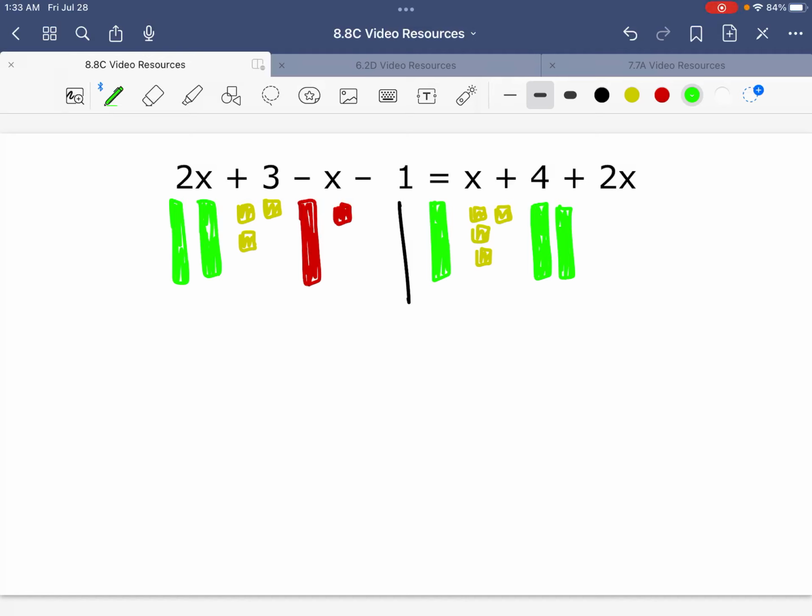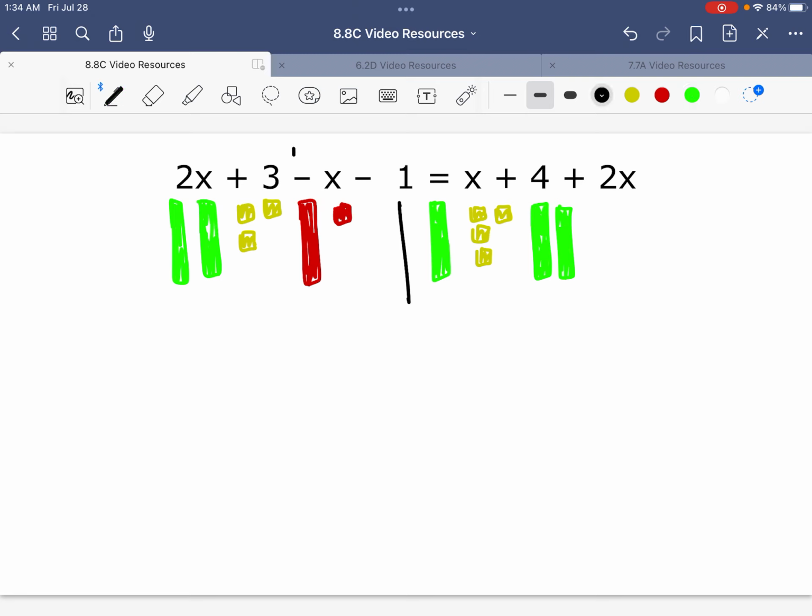Hey guys, today we're going to be looking at how to model and solve equations that have variables on both sides. So if you take a look, you can see we were given the equation 2x plus 3 minus x minus 1 is equal to x plus 4 plus 2x. And I have gone ahead and modeled on the video what this would look like with our algebra tiles.